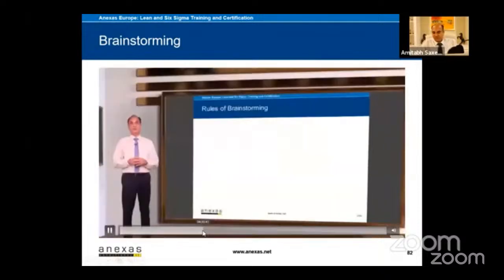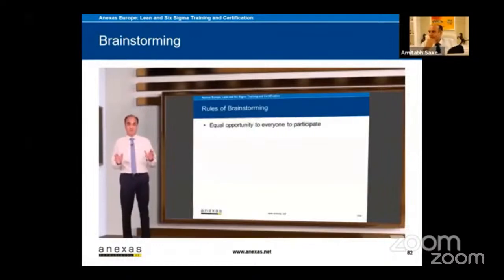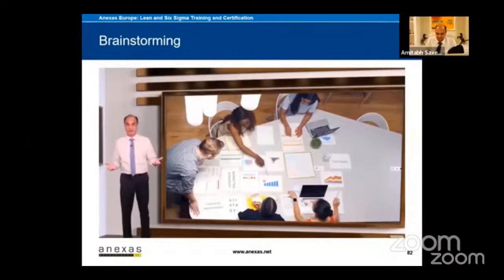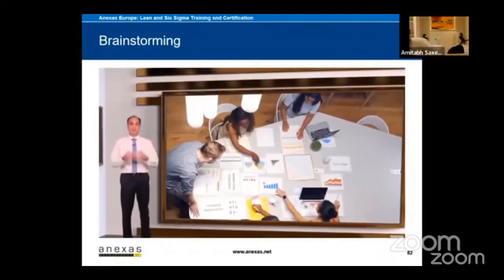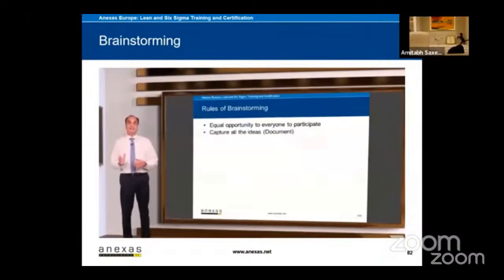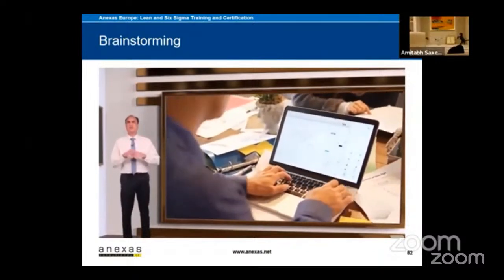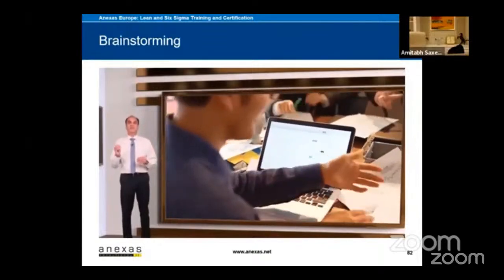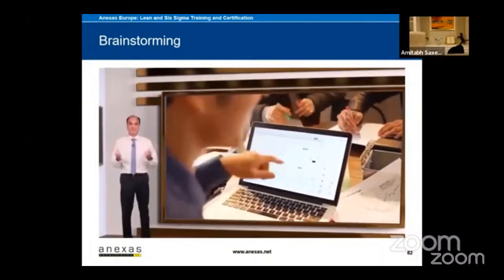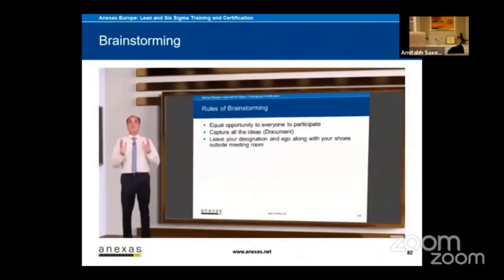So some of the rules to be followed in brainstorming are: give equal opportunity to everyone who is participating. So tell them to participate, and you can use different techniques, as I told you, we will be learning in the improve phase. Capture all the ideas, so document all the ideas, whatever ideas the participants have given, someone should be there to document, or a scribe you can appoint to document all the ideas. Leave your designation and ego along with your shoes outside the meeting room. That means don't think that if you are senior, your idea carries more weightage. So this ground rule should be very clear to everyone, and everyone should be encouraged to give an idea, and everyone's idea should carry equal weightage.